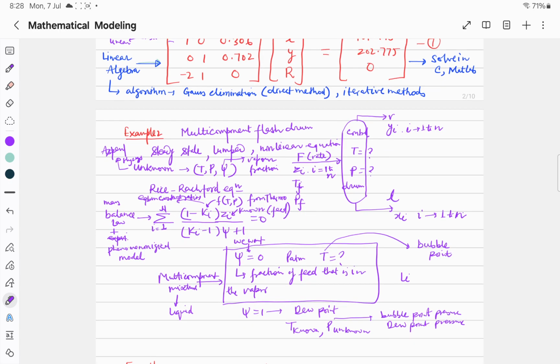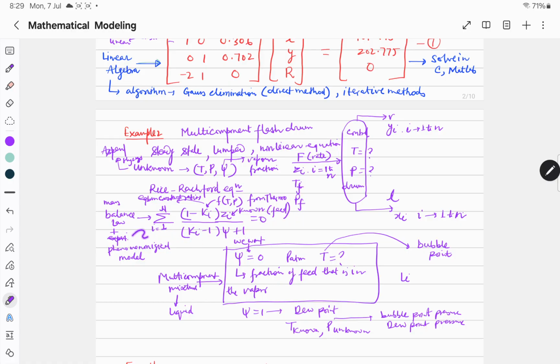Okay, so we will discuss it later. Now another example, multi-component flash. Here this is a steady state, lumped, but non-linear system. Suppose you are feeding a mixture having composition zi, temperature Tf and vapor fraction Vf into a drum. It gives a top product vapor and a bottom product liquid, with liquid composition xi and vapor composition yi. We can control the separation through the drum temperature and pressure. The unknowns are temperature, pressure, and psi, the vapor fraction.